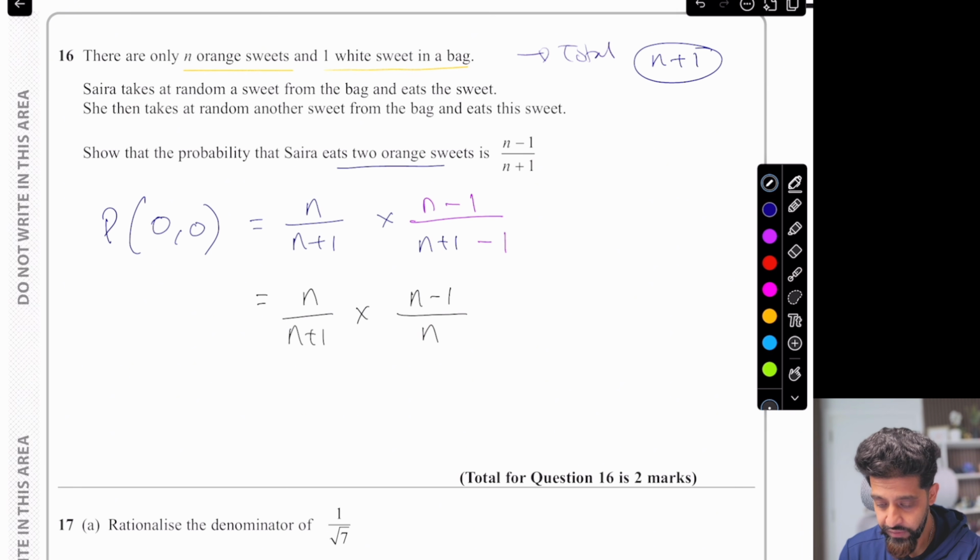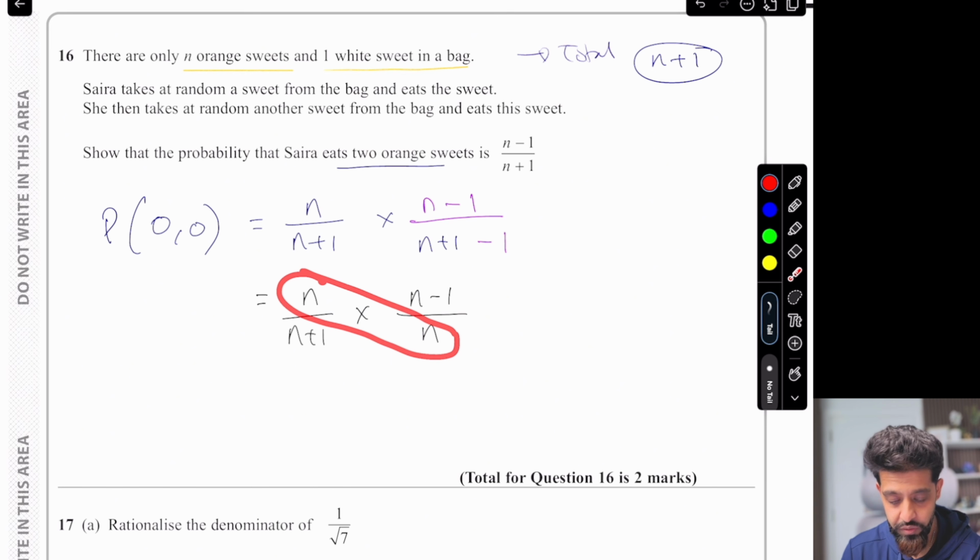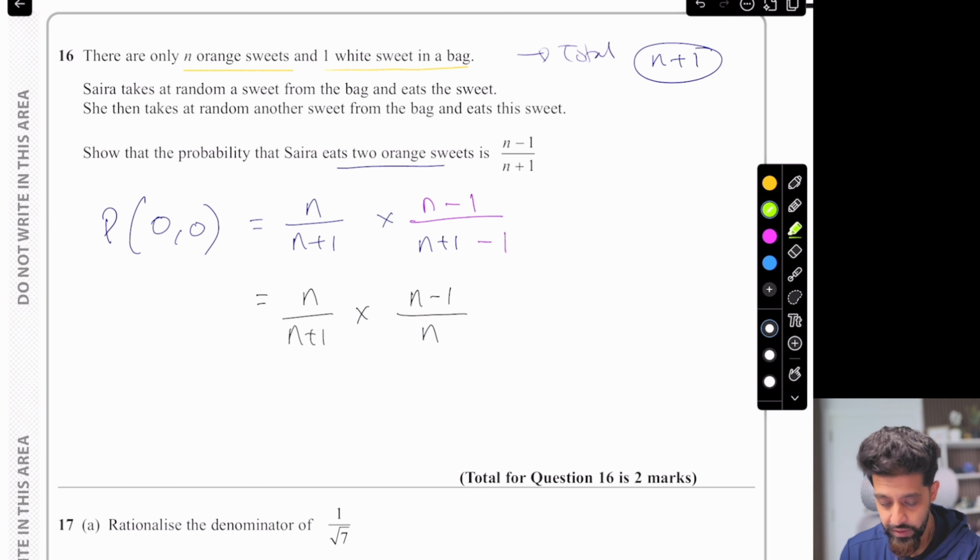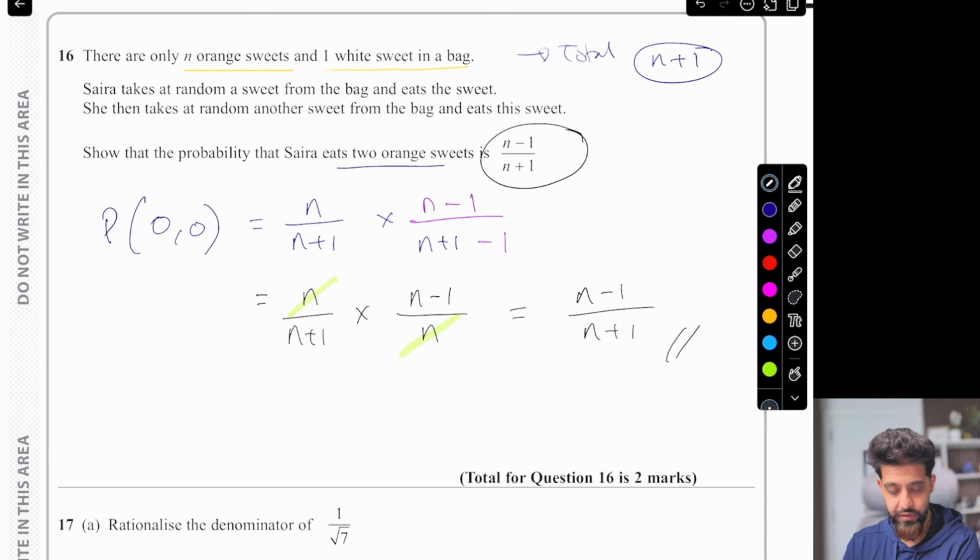Then what do you have? You have this to deal with. Now earlier on I talked about when you're multiplying, you should look to cancel. You can cancel these out, so you can divide those, and then you're left with n minus 1 over n plus 1, which is what the final answer wants you to have and show.